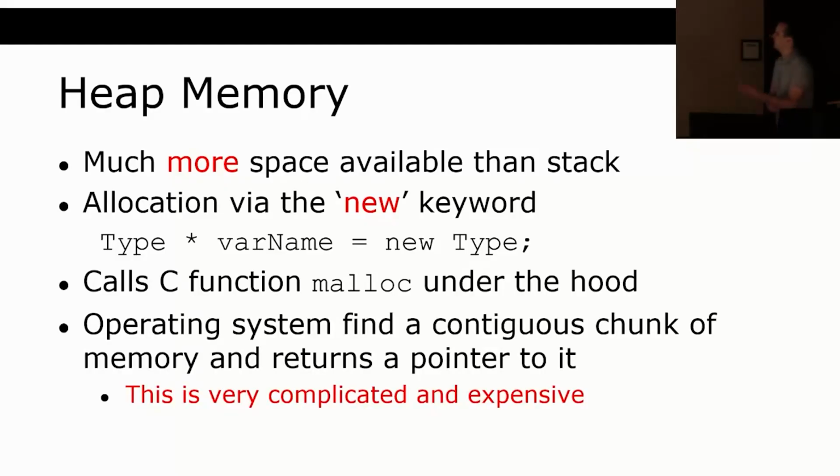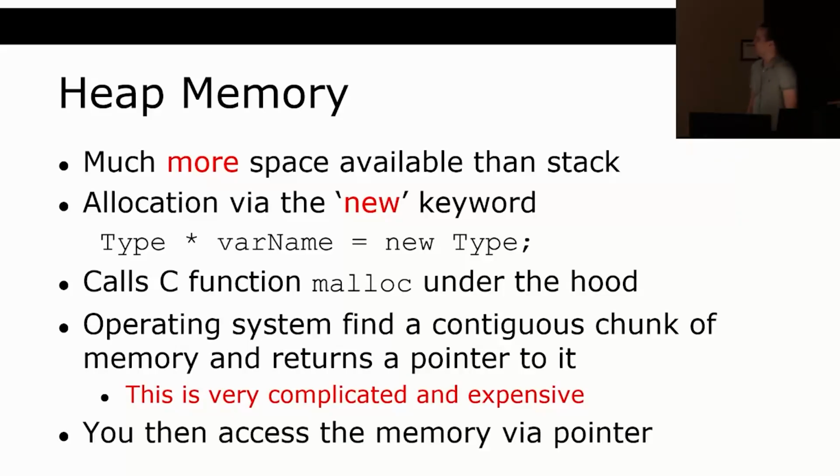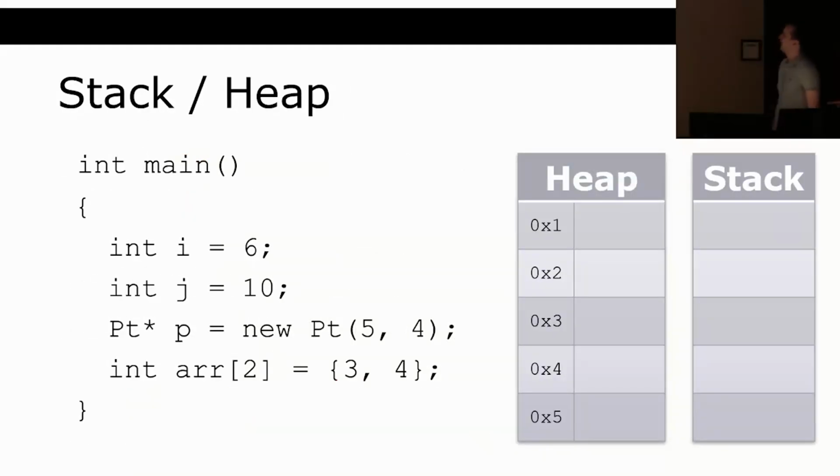So the operating system finds a contiguous chunk of memory and returns a pointer to the beginning of that chunk of memory. This is actually very complicated and expensive. So we want to avoid memory allocation on the heap wherever possible. And then once we have that pointer, we can access the memory of that pointer whenever we want to. So let's have a look at an example here.